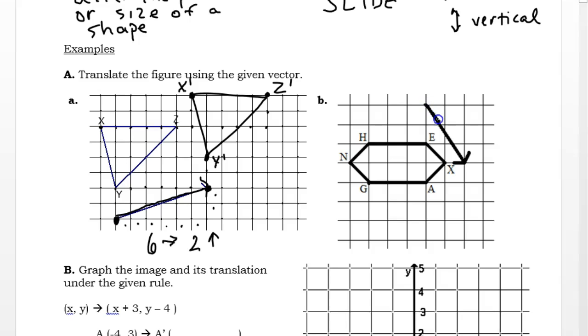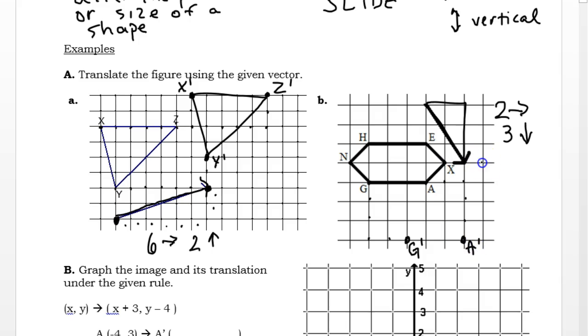The next example is exactly the same. I have this arrow here telling me that I want to go 2 units to the right and 3 units down. So each corner in the shape, I need to go 3 units down and 2 units to the right. And we'll mark that as G prime. Each corner in the shape, 2 units over, 3 units down, and there's the new one.